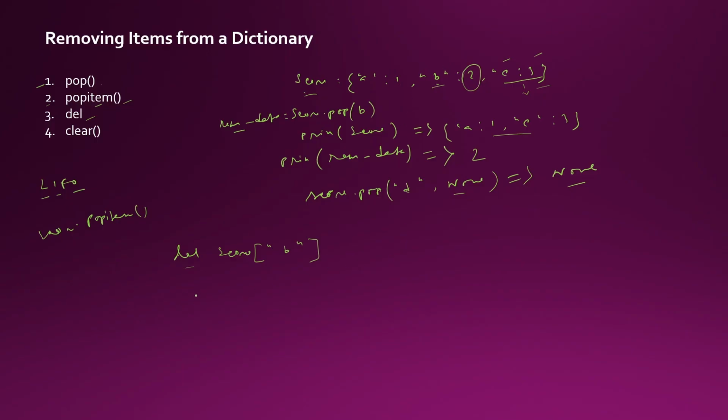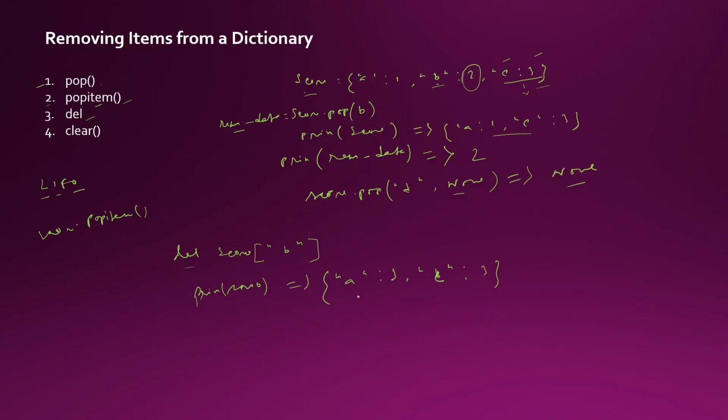And finally, if I print my score, then it will give me the output as A1, C3. So B will be removed. But the difference is between pop and del.